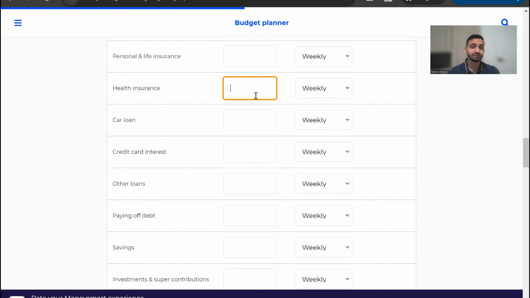Health insurance, you definitely will be paying for health insurance because as an international student, you will have some sort of health insurance. I'm going to put $20 there.